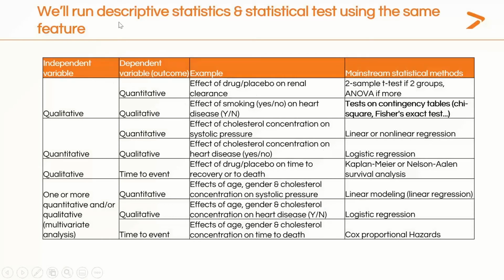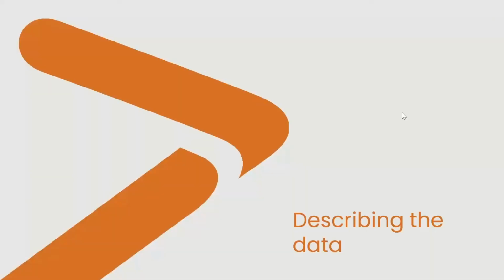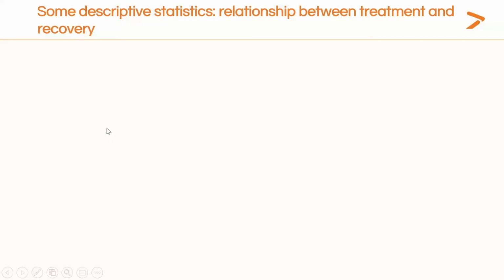Let me go back to this table here. We have a qualitative independent variable and a qualitative dependent variable. So we're in this situation. We can use the tests on contingency tables, such as the chi-square or Fisher's exact test. So let us describe the data first. How to describe the link between two qualitative variables.